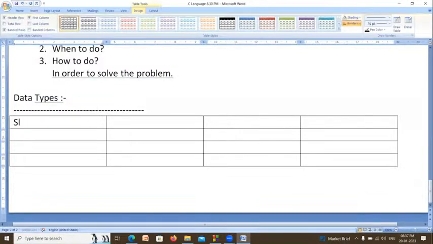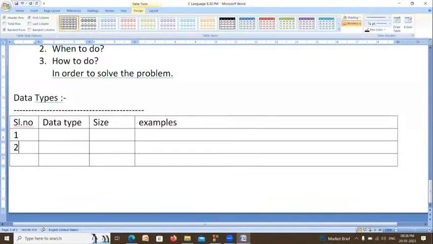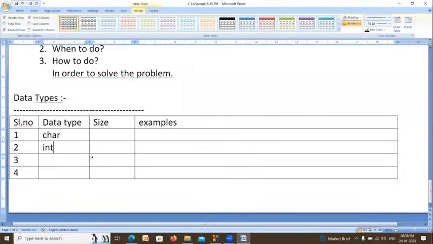Now, serial number. I will explain the data types now. Data type. What is the size of each data type? What are the examples? Now, totally how many data types are there? C language supports 4 data types. So 1, 2, 3, 4. 4 data types are there. What are those? Characters, integers, float, and double.